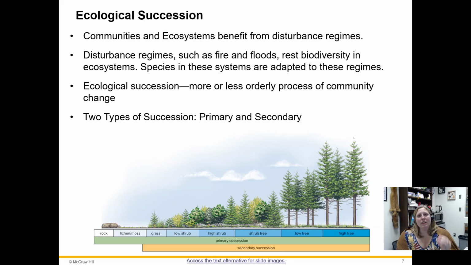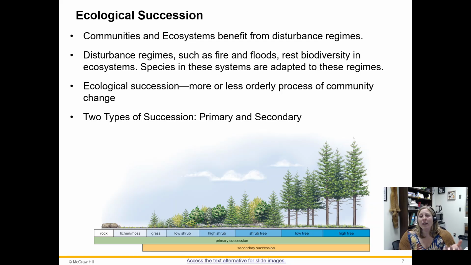Species in these systems are adapted to the regimes that are naturally occurring. So floods, right? You have flooding off of rivers. Species are adapted to those floods. You see a lot of cypress in swampy areas that are going to handle both drying and wet environments. You have fires that occur naturally in ecosystems. Animals and plants in those systems are going to be better adapted to that because that is a selection pressure.